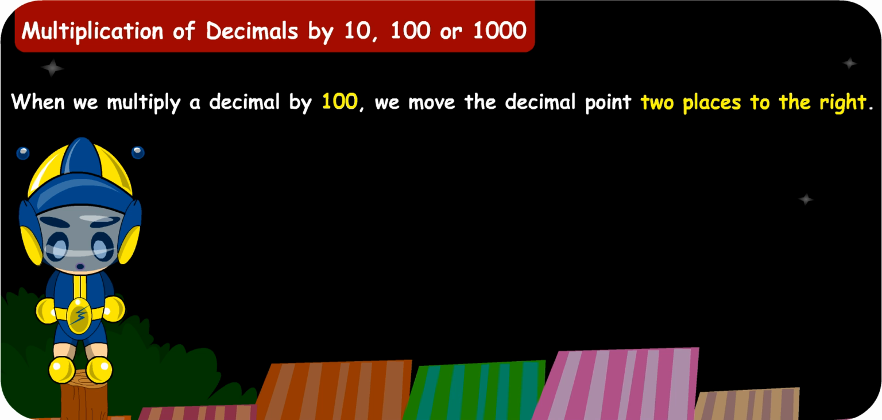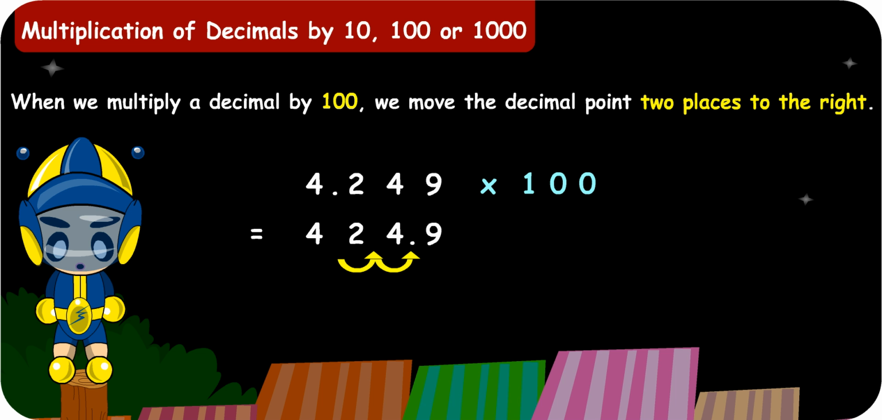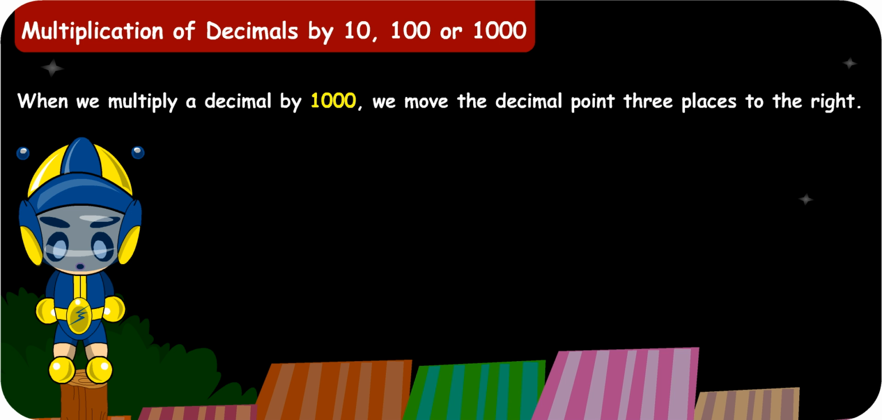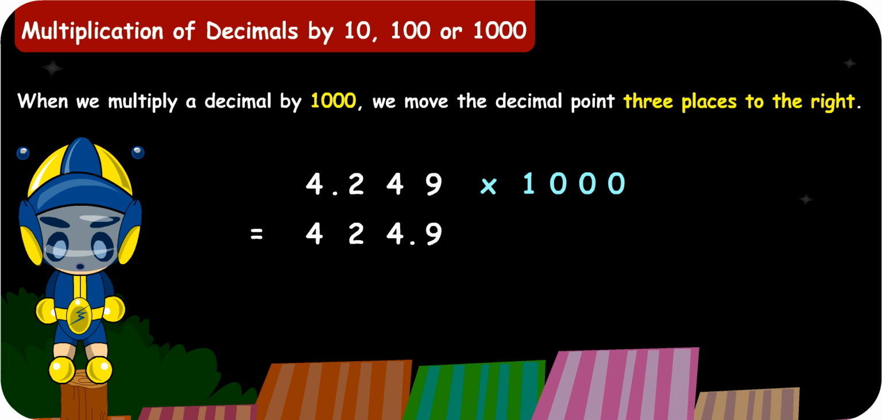When we multiply a decimal by 100, we move the decimal point 2 places to the right. For example, 4.249 times 100 equals 424.9. When we multiply a decimal by 1000, we move the decimal point 3 places to the right. For example, 4.249 times 1000 equals 4249. 4249 is the same as 4249.0. Whoa, that is fun to see the decimal point jumping.